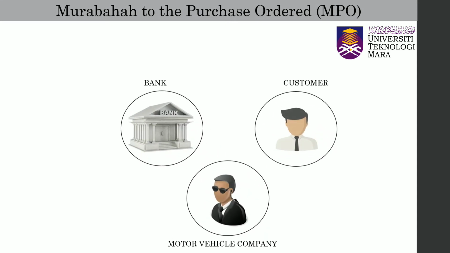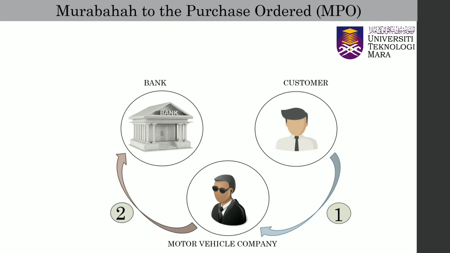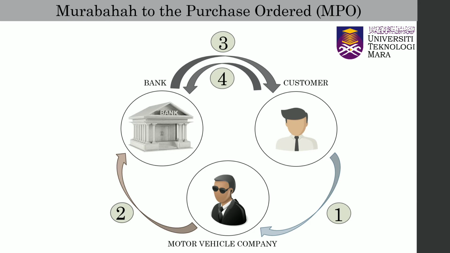Murabahah to the purchase orderer includes the customer, the motor vehicle company, and the bank. First, the customer identifies the motor vehicle to be acquired. Second, the bank purchases the identified motor vehicle from the owner on a cash basis. Third, the bank sells the motor vehicle to the customer at cost plus profit on a deferred basis. And fourth, the customer pays the bank according to the terms of financing.